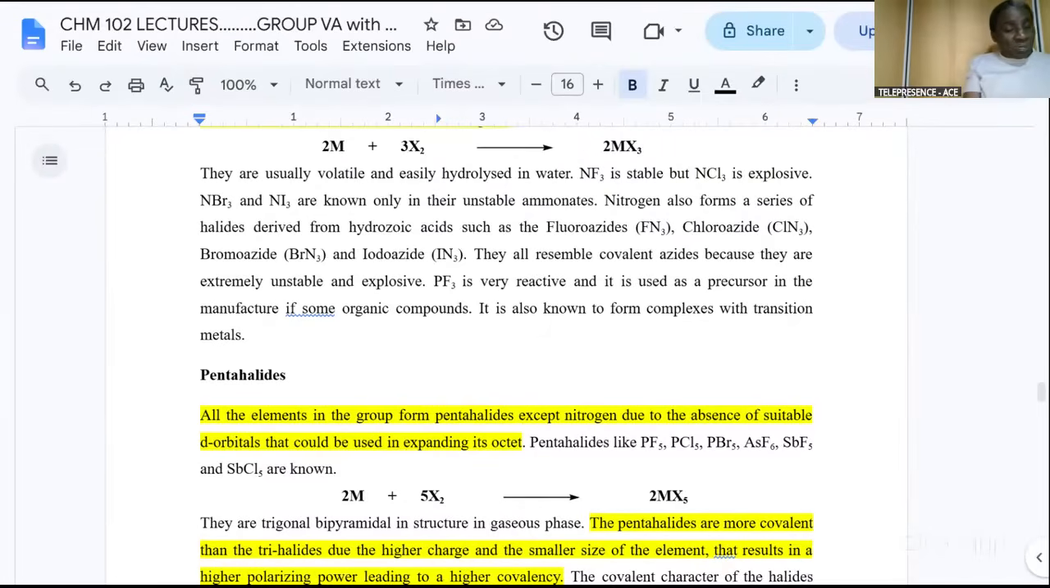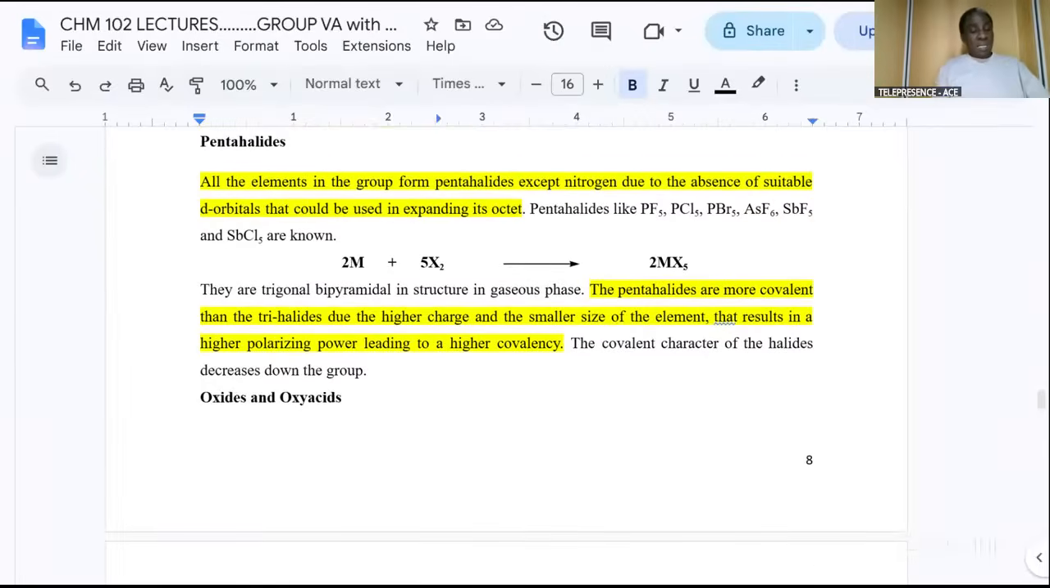Explosive. NBr3 and NI3 are known only in their unstable forms. The same thing explains it. Nitrogen cannot form a stable compound with chlorine, so why would it form a stable compound with a larger species like bromine and iodine? They all resemble covalent halides because they are extremely unstable and explosive. PF3 is very reactive, and it is used as a precursor in the manufacture of what? Some organic compounds.